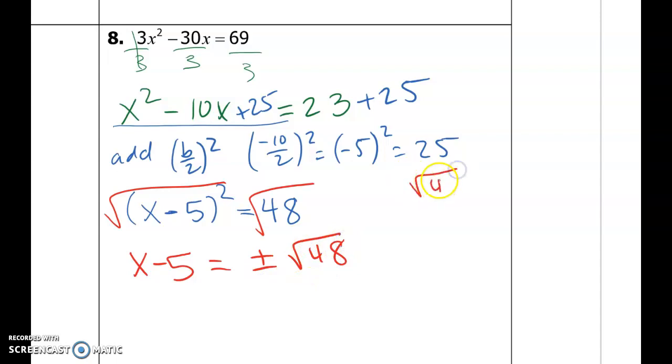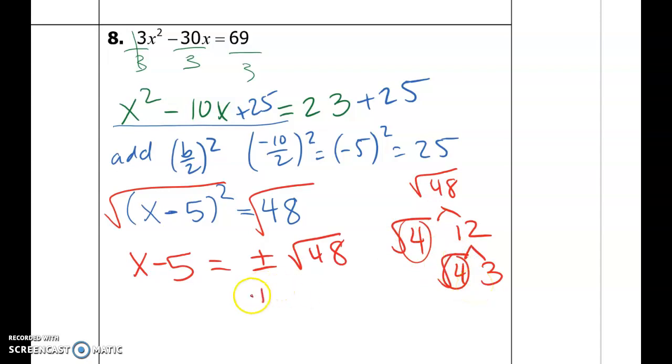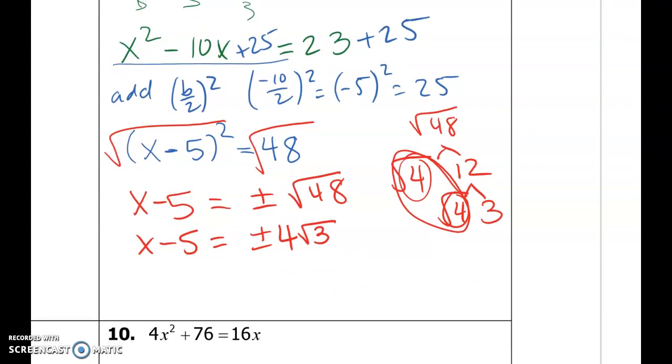I need to break down the square root of 48, so let's see. I'm trying to look for a perfect square that goes into there, and I know 4 goes into it, and that gives me 12. So I have 4 and 3. So this is a perfect square, and this is a perfect square. The square root of that is 2 and 2. So I take out 4, because I take out a 2 from here and a 2 from here, or you can even see that the 4's repeat, so I take out that 4. And what's left is 3. So x minus 5 equals plus or minus 4 square root of 3.